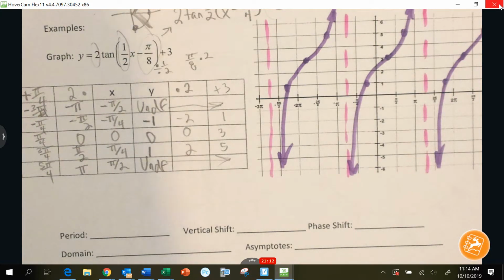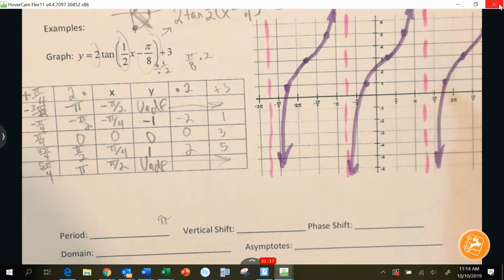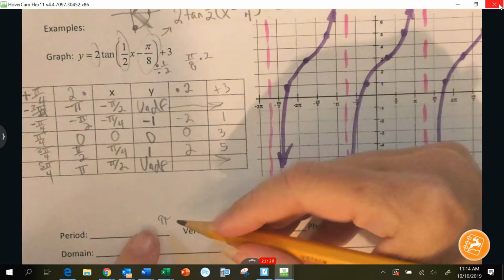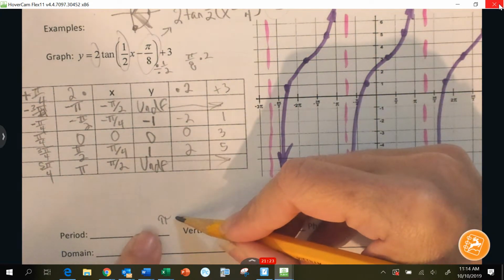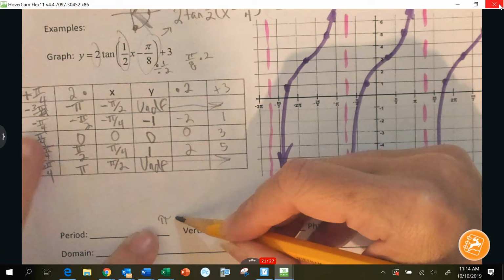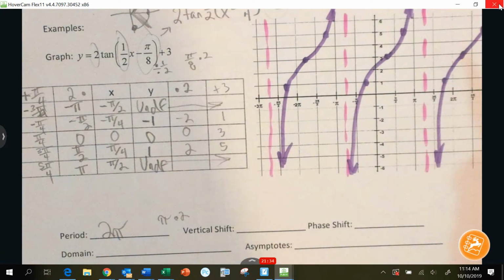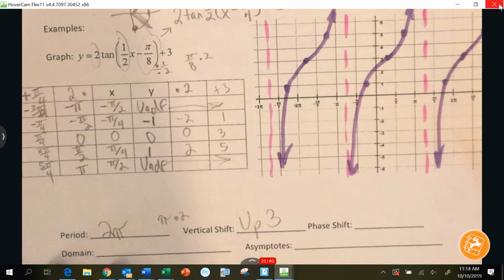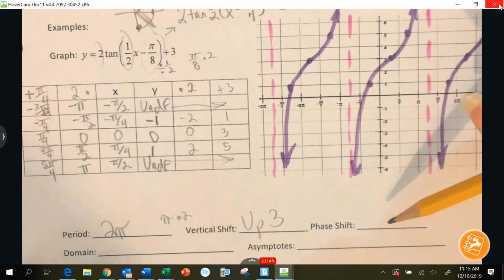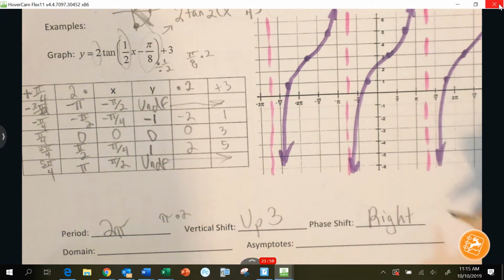All right, guys, period. It normally is pi, but did we have a horizontal stretch or shrink? We did. So what do I do to this pi? Multiply by 2. The exact same thing I did to the x's. 2 pi. Vertical shift. Did we go up or down? Up 3. Kennedy, did we have a phase shift? Left or right? Yes. What do we do? Right, pi over 4.